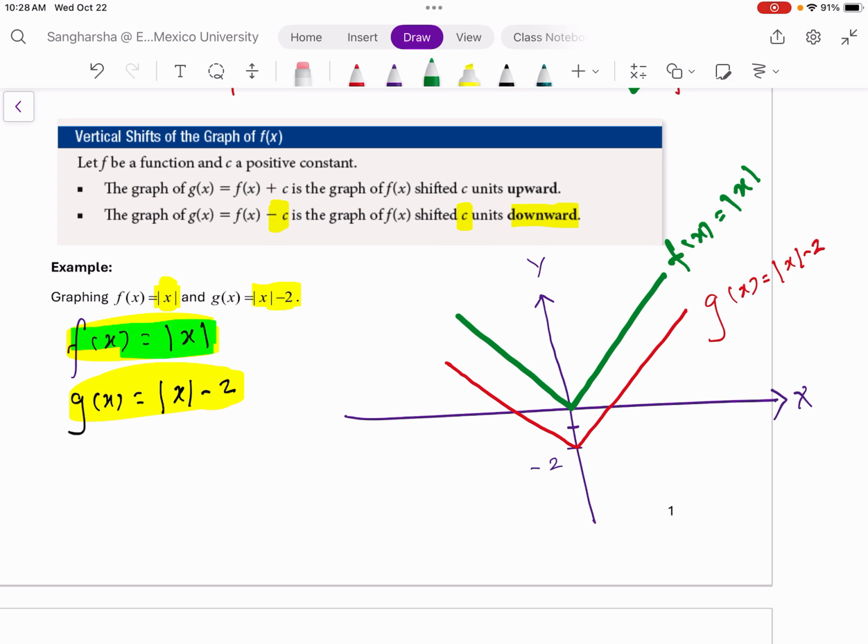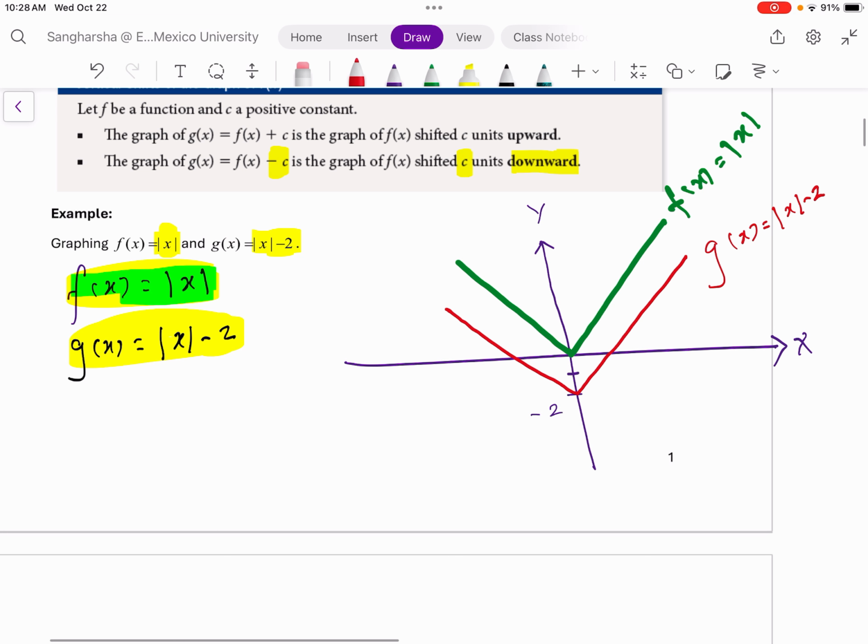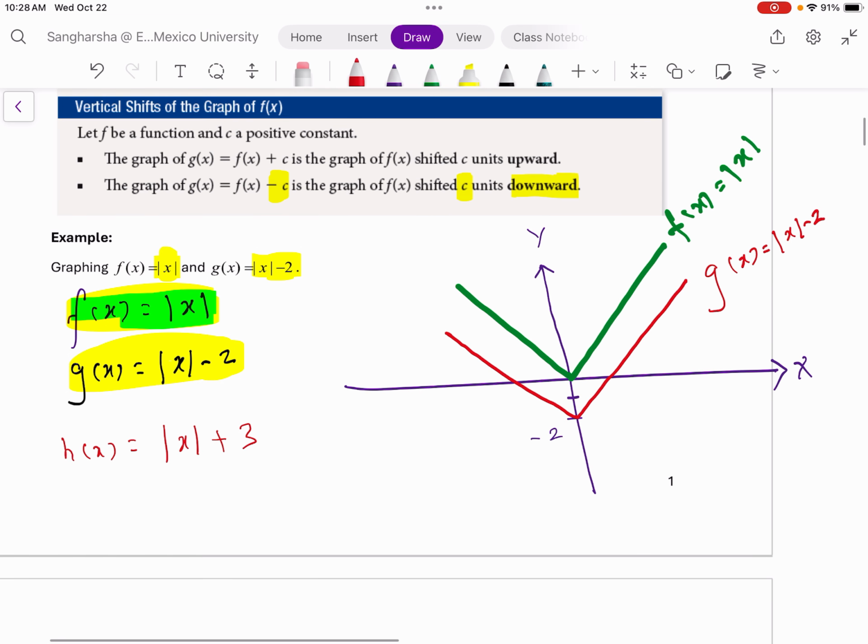Now in a similar way, if we add any number to a function, then our graph is shifted vertically up by that number. For example, let me call it h of x. Let's say h of x is absolute value of x plus 3. So this is the basic function. F of x is our basic function, and if we add 3 to the basic function, we get our new function h of x. Now to get the graph of h of x, we shift the graph of the basic function vertically up by 3 units.